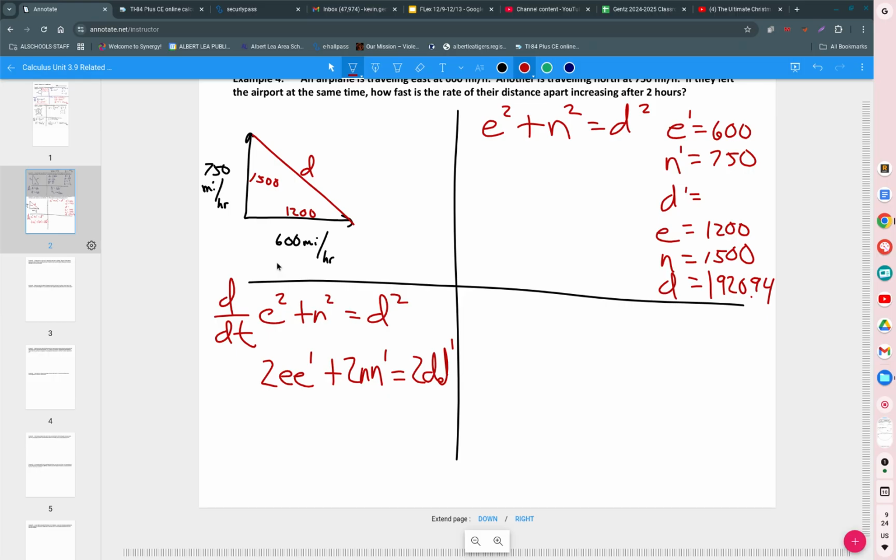So I now have these pieces here. I can plug them in. I have 2 times the E value, which is 1200, times E prime, which is 600, plus 2 times 1500 times 750, equals 2 times 1920.94 times D prime.